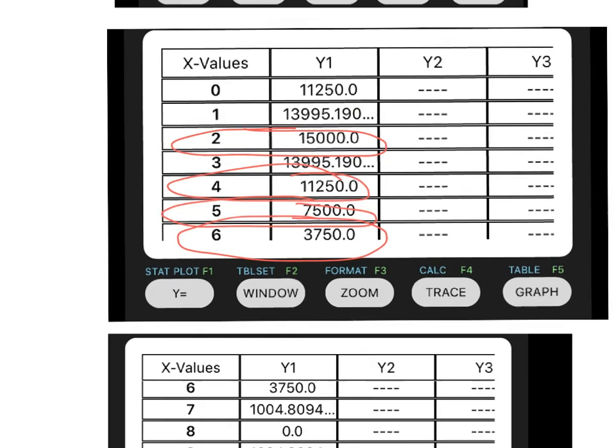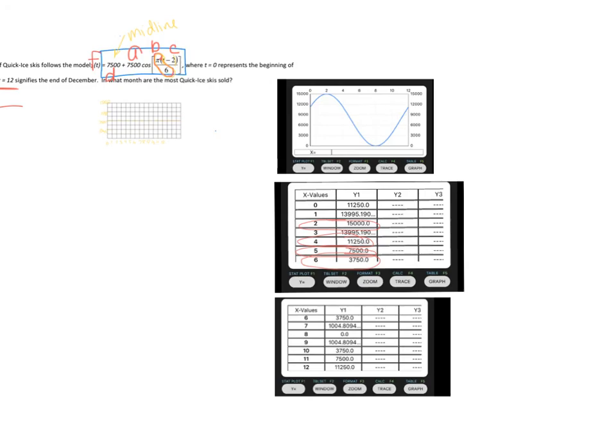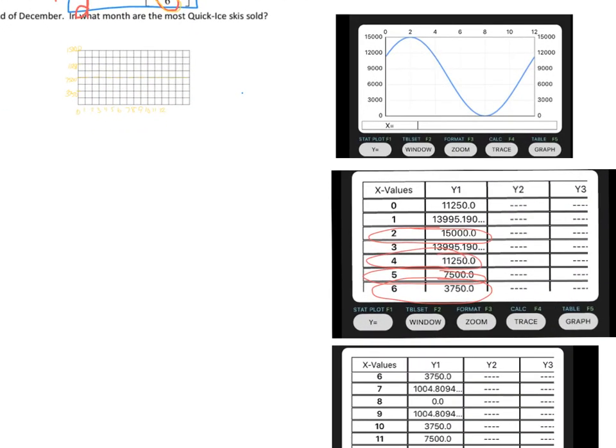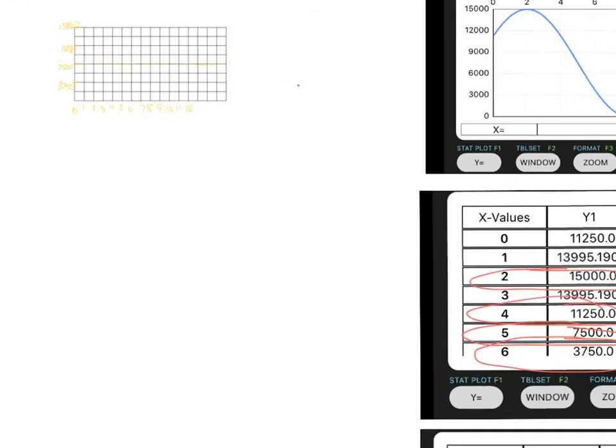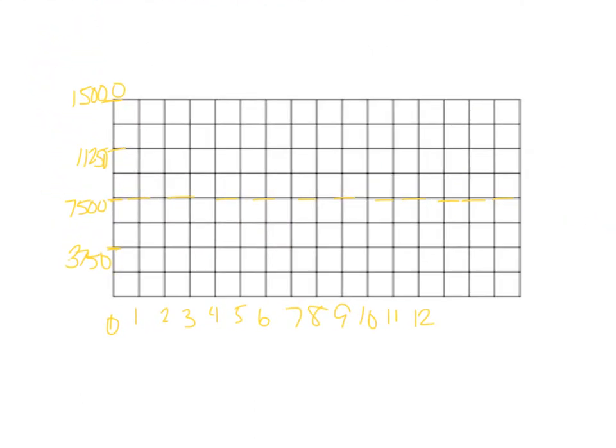So I'm going to go to my table and I'm going to graph. Obviously this is too small, so you guys will have your calculators on the side right now looking at your table hopefully, and then I'll plot these points. So I'm going to plot.